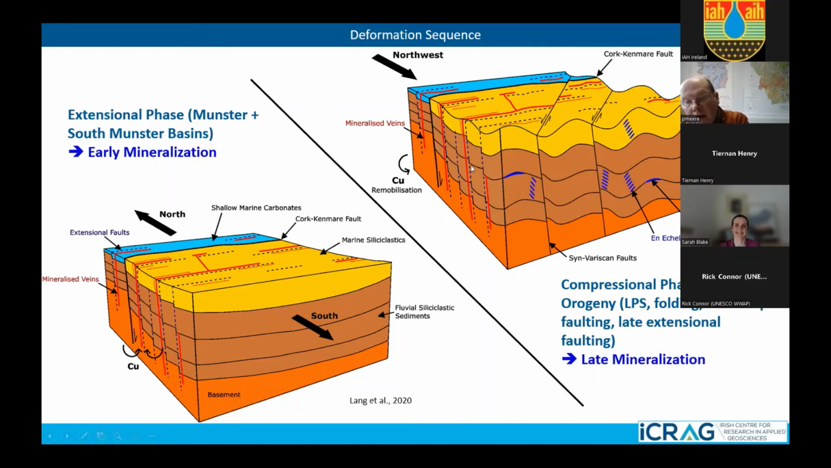Then we've got onset of compression, significant LPS, folding, strike slip faulting, cross faulting, and what I haven't put in here, obviously, are these late along strike extensional faults and jointing, as a quick overview.